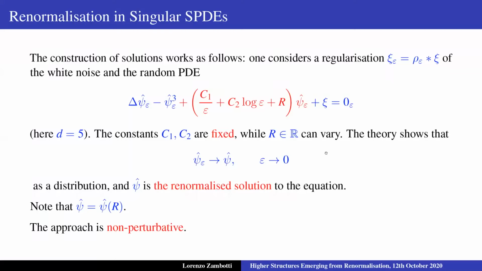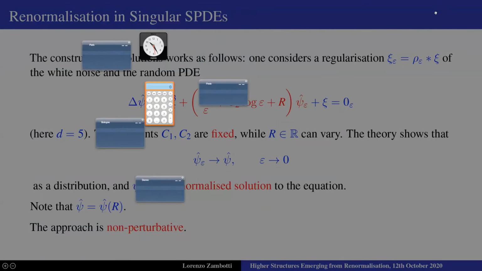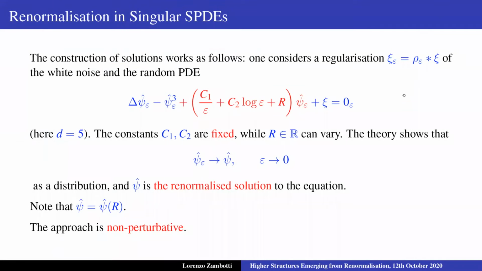Now, renormalization appears in this context because the construction of solution works in this way. First, you regularize the noise by some form of modification. So xi epsilon is rho epsilon convolved with xi, where rho epsilon is a family of mollifiers. So now xi epsilon is smooth. Oh, sorry, I see a typo in the equation now. The epsilon is not on psi; this is, of course, nonsense. The epsilon as an index should be on xi.